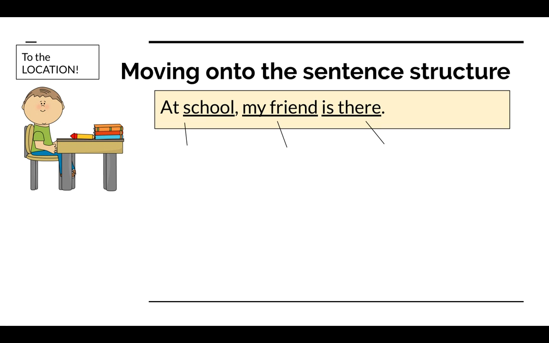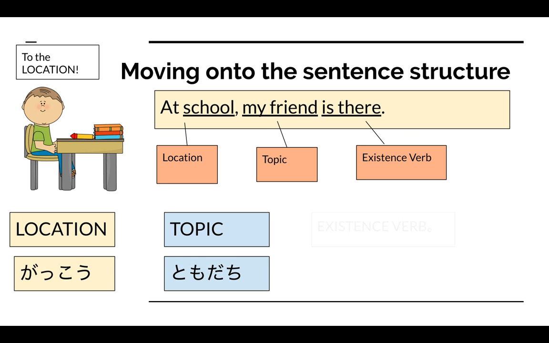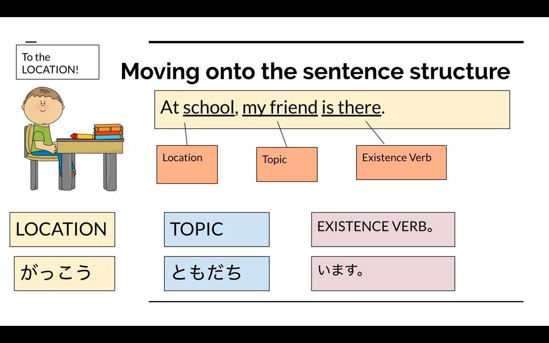Now moving on to the sentence structure. At school, my friend is there. So again, the emphasis is placed not on my friend, but at school. So the school is the location, friend is the topic, is there is the existence verb. So let's translate that into Japanese. So location is 学校, topic is 友達, and existence verb is います. So 学校に友達がいます ね. So in this particular sentence structure, it's に and then が.